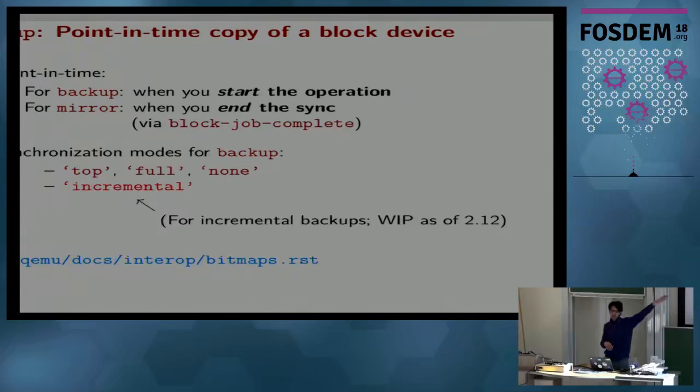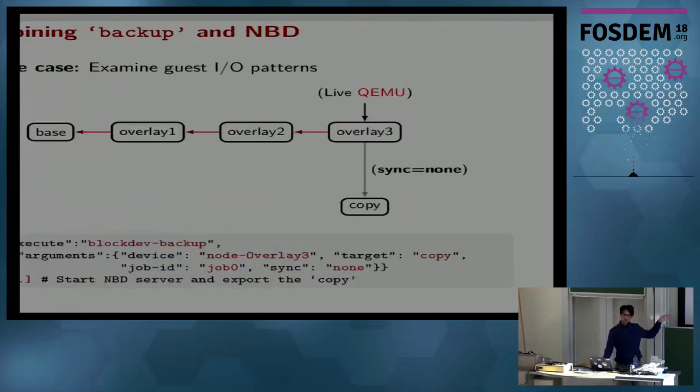The interesting thing here is that it has an extra synchronization mode. Along with copying the entire chain and so forth, it also offers an incremental flag that is useful for incremental backups. For that, there was a talk at FOSDEM last year, so you can refer to that one, and it has more details. Just like how we combined the mirror command with NBD, you can also combine backup with NBD for other use cases.